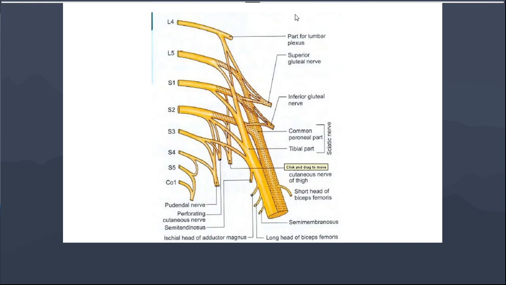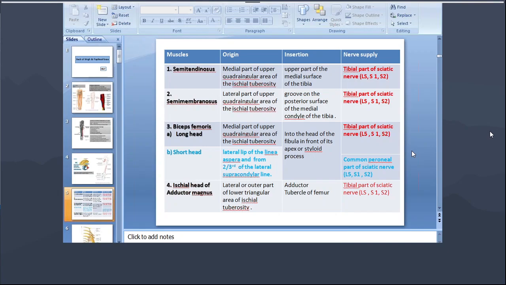The Wi-Fi goes off in between, but no problem. Look, for semitendinosus, semimembranosus, long head of biceps femoris, ischial head of adductor magnus. Insertion is on the tibia, on the medial surface. The groove on the posterior surface of the medial condyle of tibia is the insertion of semimembranosus. Insertion on the fibula is long head of biceps femoris. But you can see the ischial head of adductor magnus is inserted into the adductor tubercle of the femur.